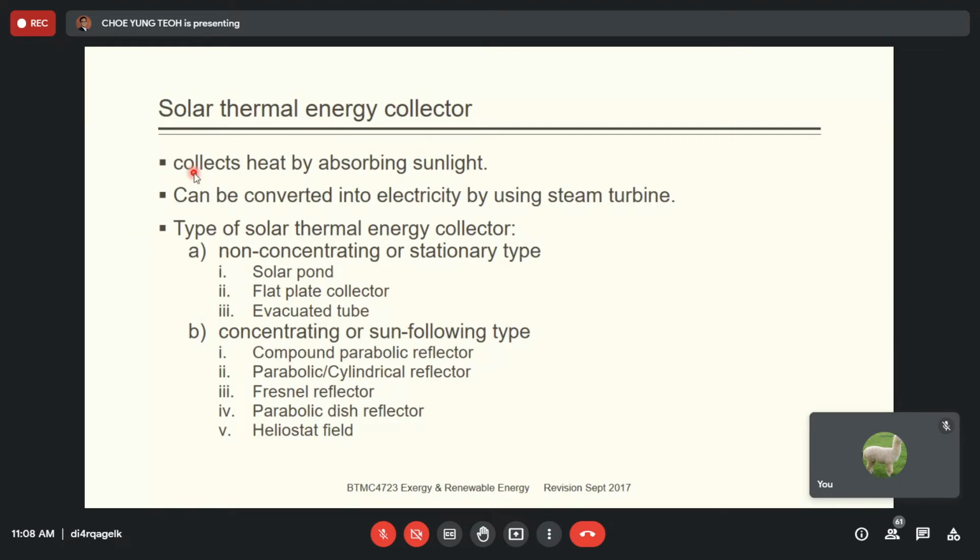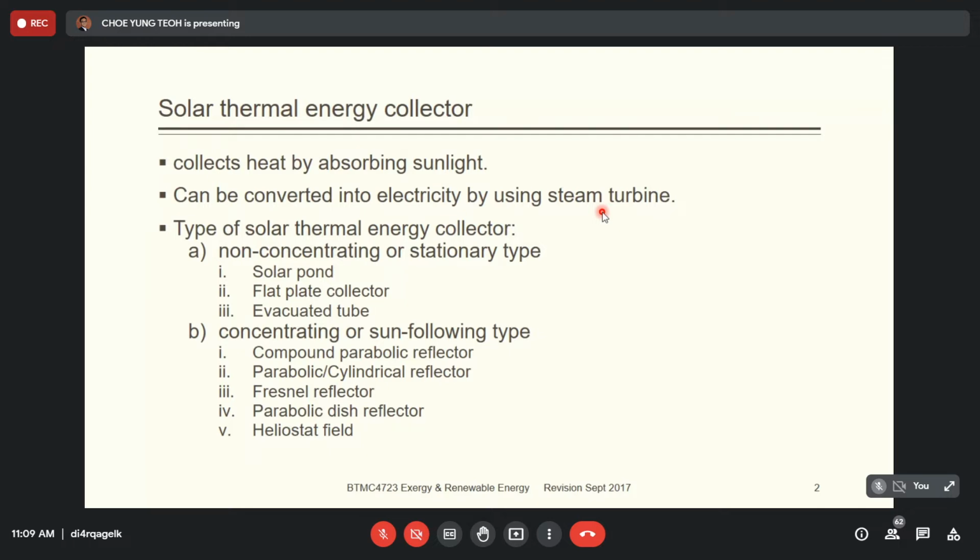The solar thermal energy collector collects heat by absorbing sunlight. Different from photovoltaics, where we collect the light, here we collect the heat. It can be converted into electricity by using a steam turbine. But not all types of solar thermal collector are able to convert the heat into electricity using a steam turbine. Using a steam turbine means that at least the temperature of the fluid must be able to produce steam.